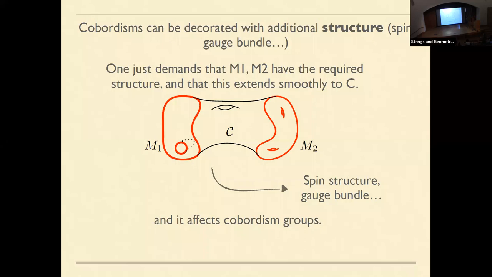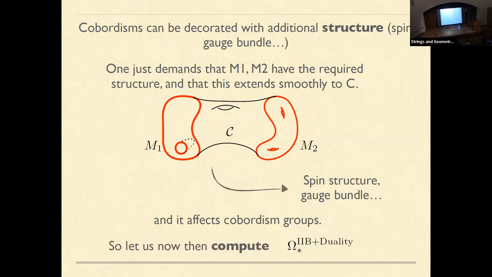There's just one more technical caveat: you're sometimes interested in effective field theories which have additional structure. Maybe you have fermions, then you want all these manifolds to have a spin structure. If you have fluxes or gauge bundles, you want to have bundles on M1, M2, and they need to extend to Z. All of these can be incorporated in the cobordism perspective. They change the cobordism groups. So if you have a U1 bundle, you take into account the magnetic flux through cycles, that changes the cobordism group calculation a bit, but it's fine. You can take it into account.